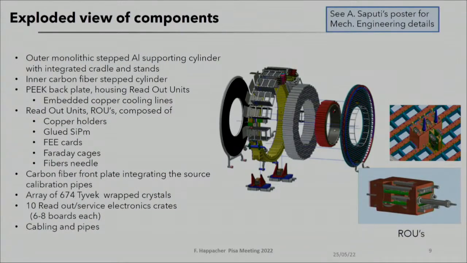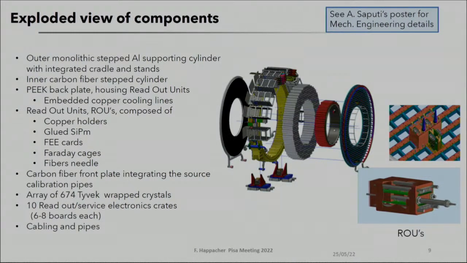So this is an exploded view of all the components of the calorimeter. We have an outer monolithic aluminum supporting disk. Then we have an inner low-budget-material carbon fiber inner ring. And then we have two covers, a front cover that is also housing the piping for the source, and a front-end electronic plate that is housing this holder that has the CPMs and the front-end electronics. All this is instrumented with cabling and pipes, of course.